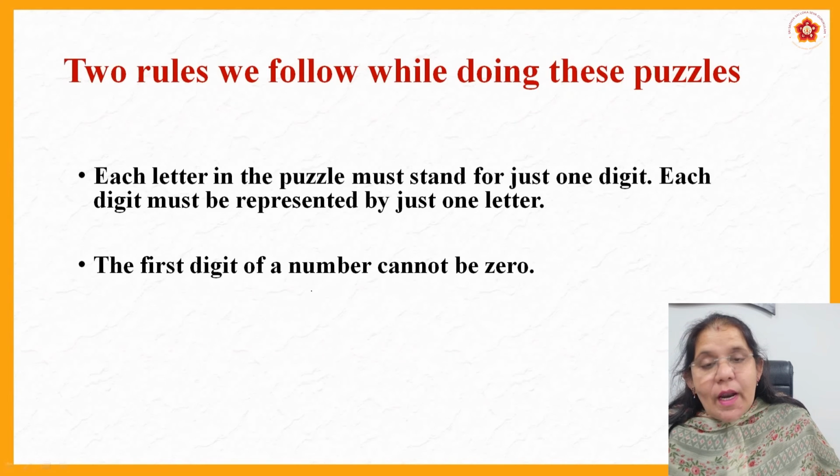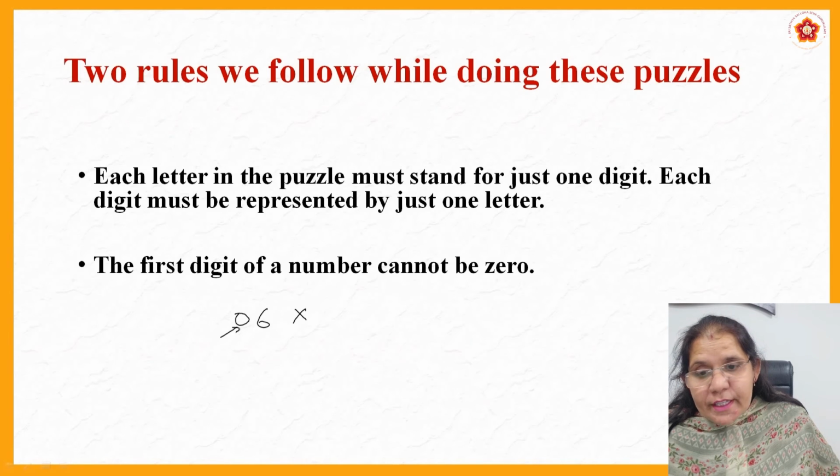And the first digit of a number cannot be 0. That is quite clear, because a 2-digit number cannot start with 0, because if it starts with 0, a 2-digit number will become a one-digit number. So, first digit of a number cannot be 0, whether we are talking of 2-digit numbers or 3-digit numbers. So, that is one thing we'll have to take care of. And second is, each letter in the puzzle must stand for just one digit.